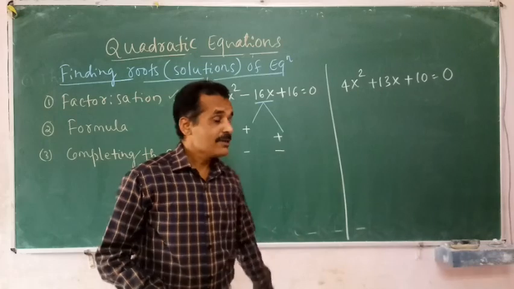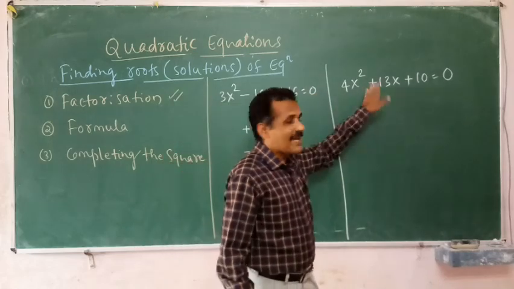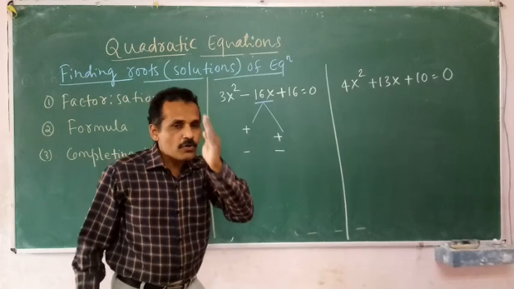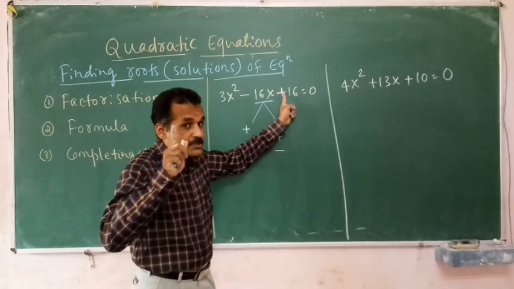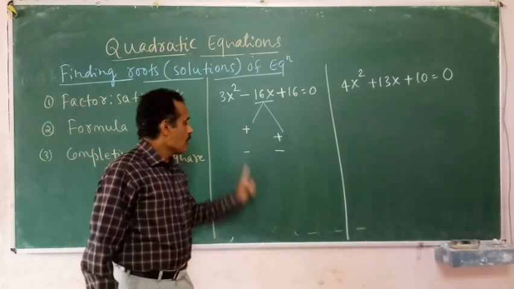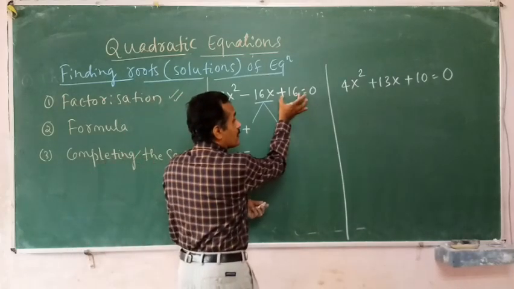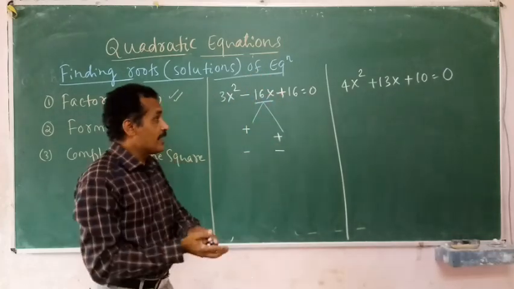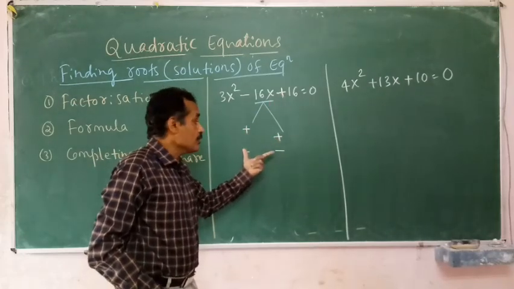I will repeat once again. First you listen to what I am telling. Whenever a problem is given, my first focus should go on the last sign. If the last sign is positive, for the middle terms we have two options: either both middle terms can be positive or both can be negative. Why? See, this is the product part. Plus into plus is plus. Minus into minus is also plus. So whenever the last sign is positive, this is the pattern: both plus middle terms or both minus.